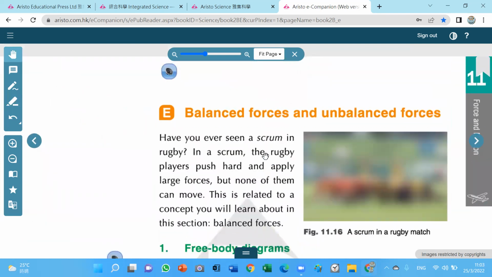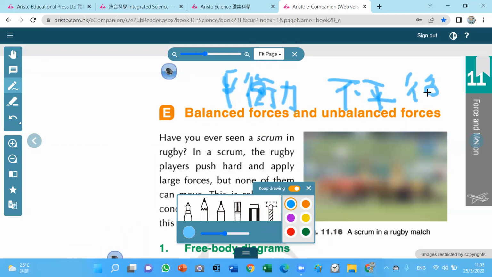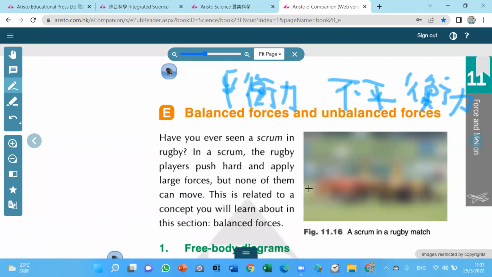So balanced force and unbalanced force. Have you ever seen a scrum in rugby? In a scrum, the rugby players push hard and apply large force, but none of them can move. This is related to the concept you will learn about in this session, balanced force.